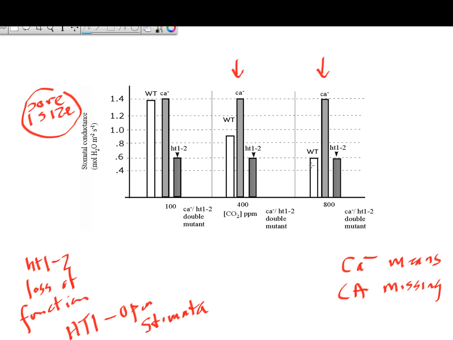I look at what the wild type is, because the wild type means that's the situation when all of the proteins are present. Wild type, at high carbon dioxide levels, you have relatively closed stomata, as compared to the mutants, where you still have very wide open stomata. So it stands to reason then that when Ca is missing, the stomata stay open. Ca is involved in the closure of stomata.